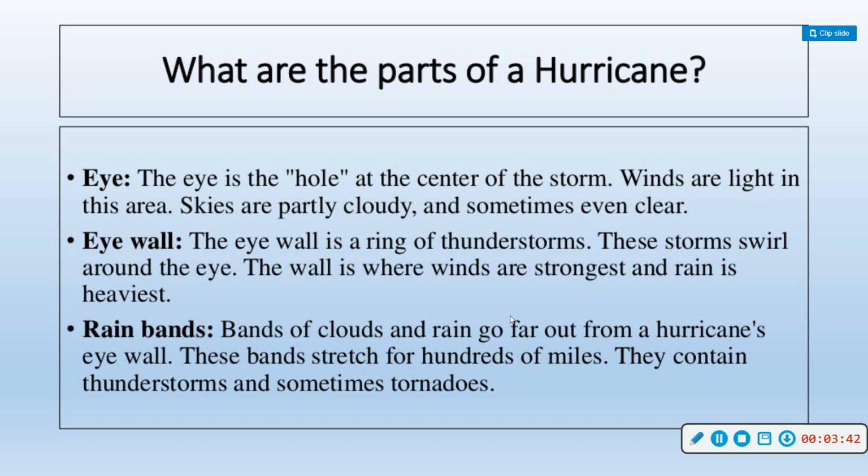Okay, so the eye is the hole at the center of the storm. Winds are light in this area. Skies are partly cloudy and sometimes even clear.